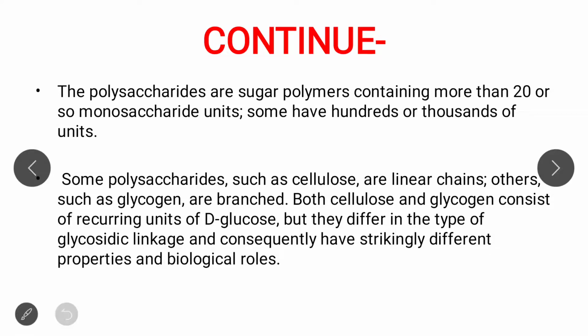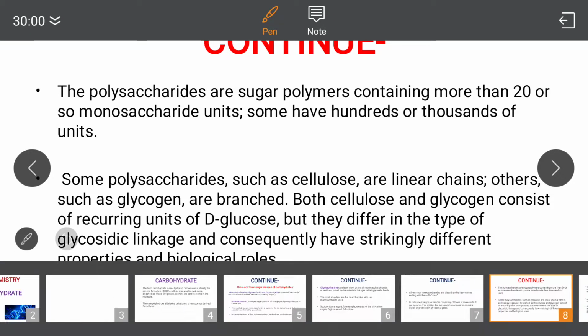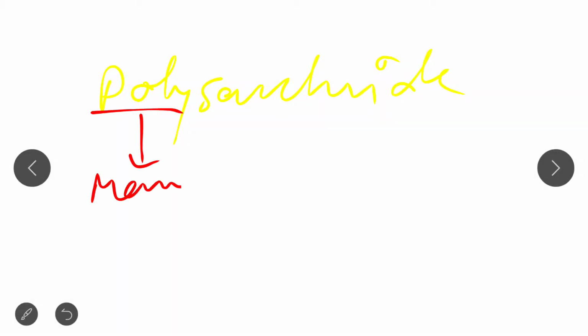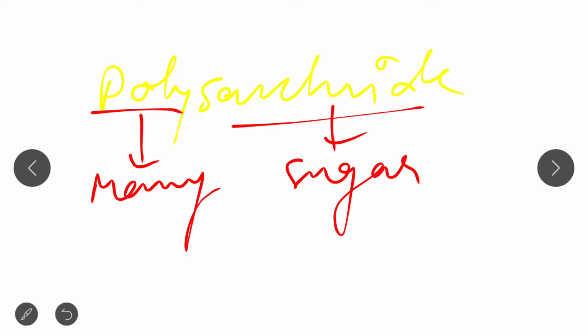Next, polysaccharide. So what is polysaccharide? Polysaccharide is basically a polymer. Poly means many, and saccharide means sugar. That is a compound which is formed from many sugar units. It may be a homopolysaccharide, it may be a heteropolysaccharide. So this is the basic concept of polysaccharide.